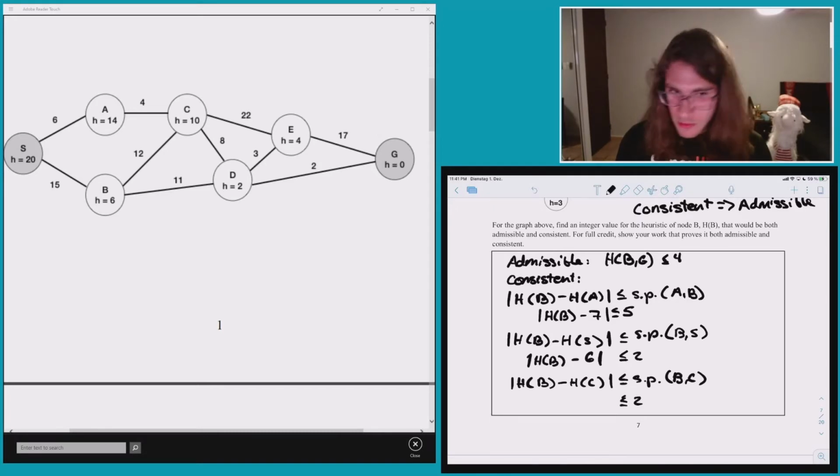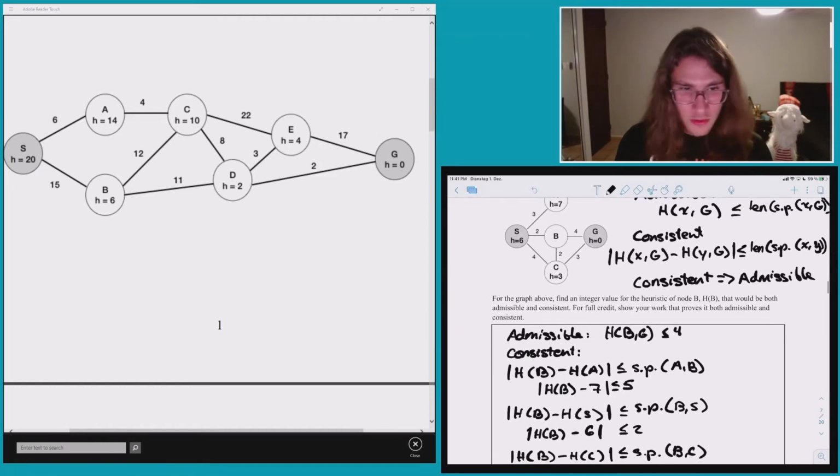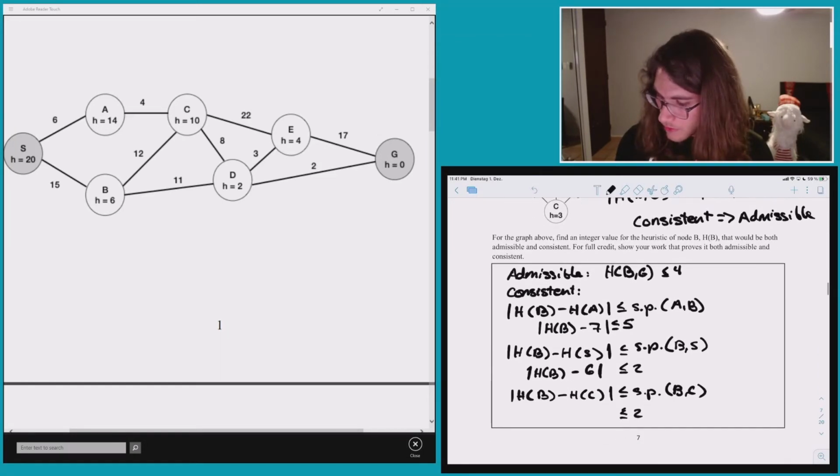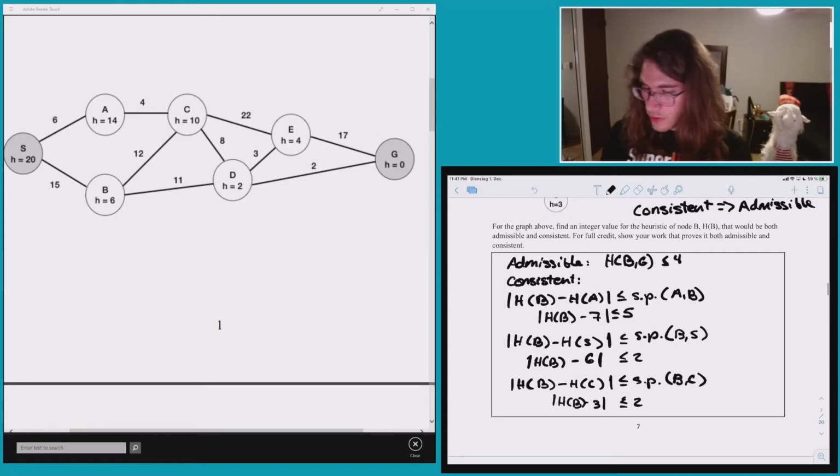This is again 2, and this is h of B minus the heuristic of B minus the heuristic of C, which is 3. And then there's actually one more, but that is from B to the goal, so that one was the admissible one. So I'll leave it there, and the way I can do this is I can rewrite the inequalities the following way.